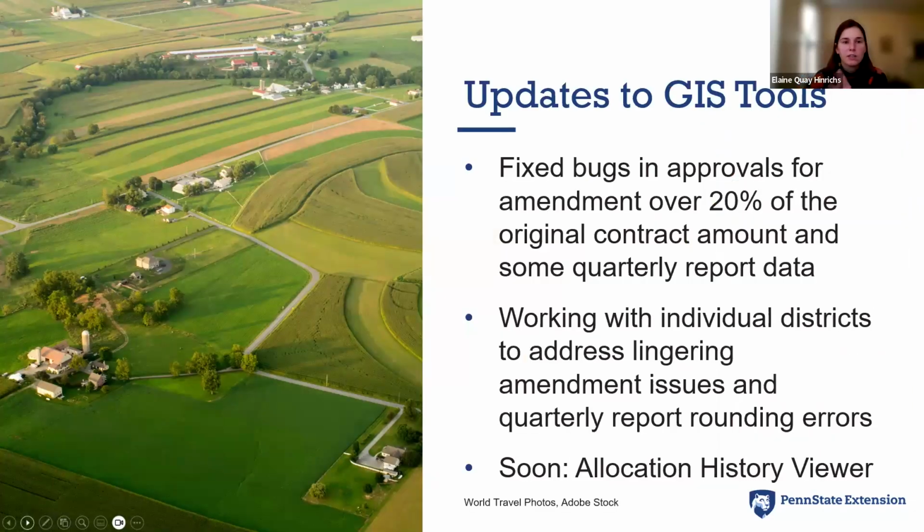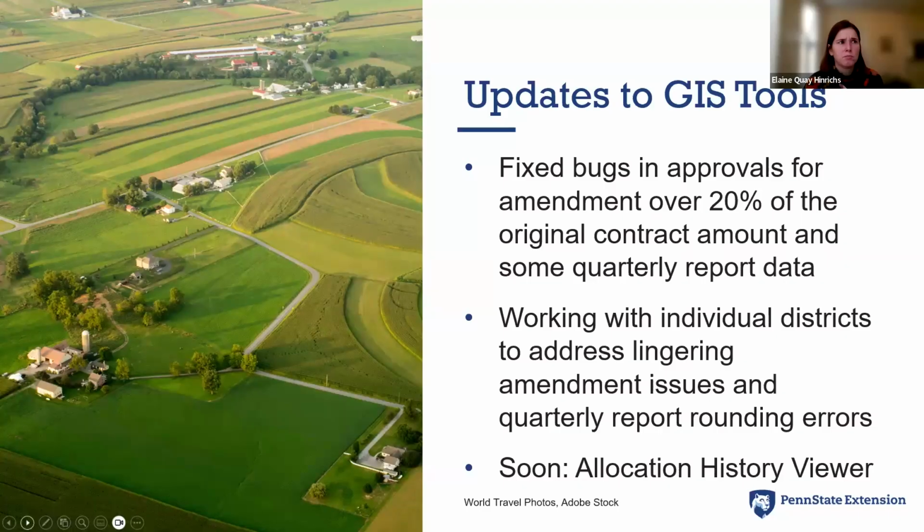I've mentioned already several of the bugs that we've been working on recently and bugs that we are continuing to work on. One thing we just got fixed this week is that we'd been having some lingering issues with approvals for amendments over 20% of the original contract amount. And then, as I mentioned, in early January we fixed another quarterly report data issue that was just impacting some counties.